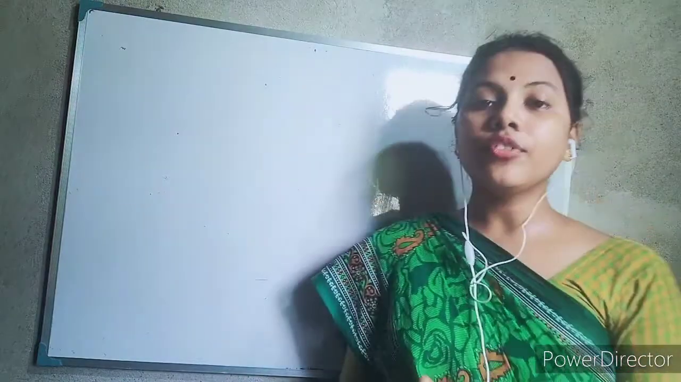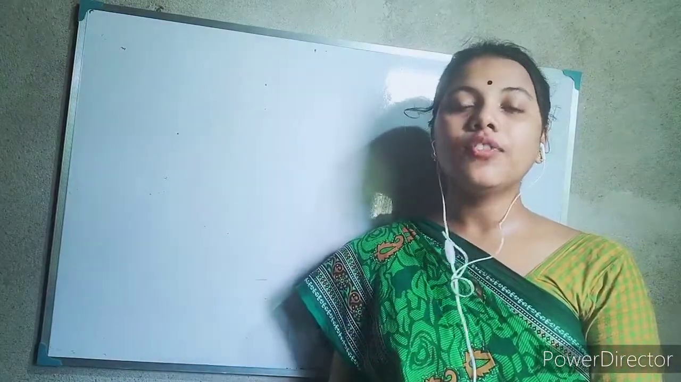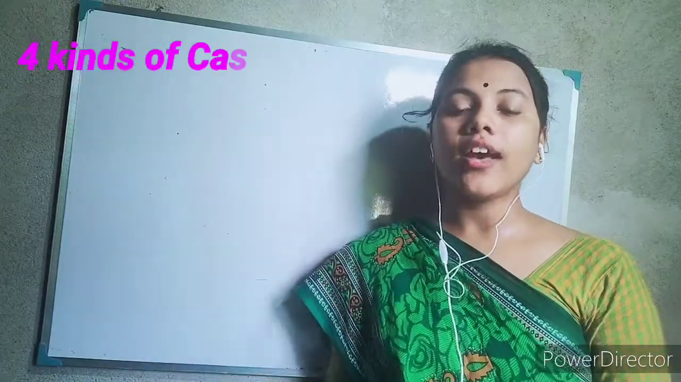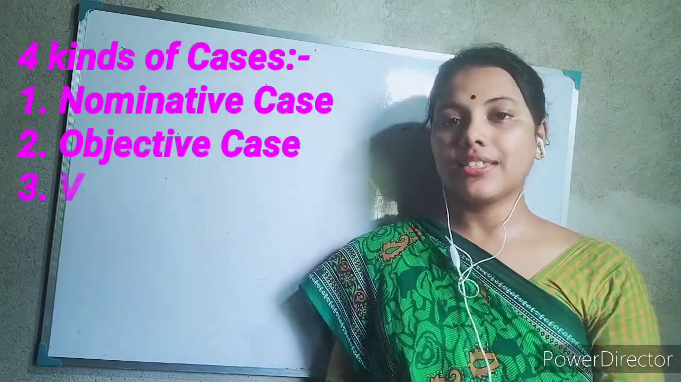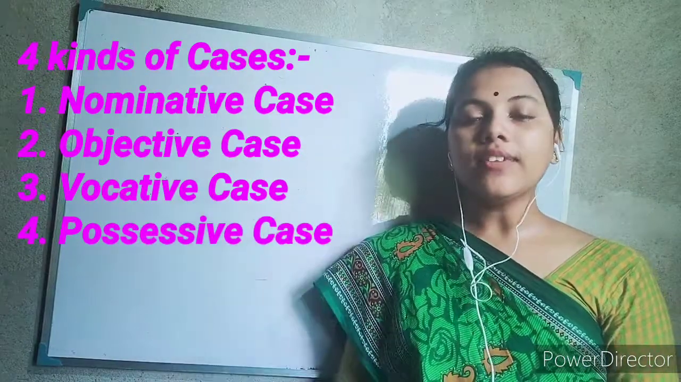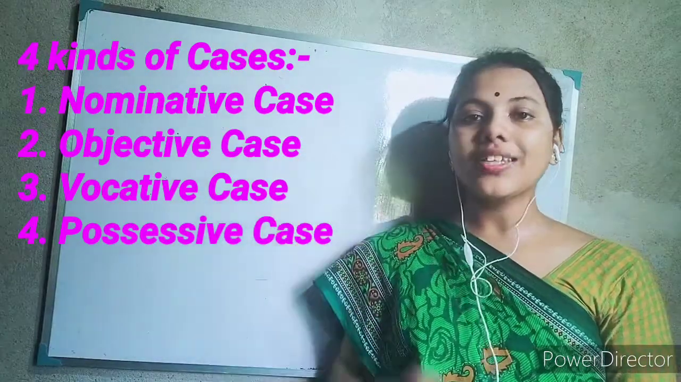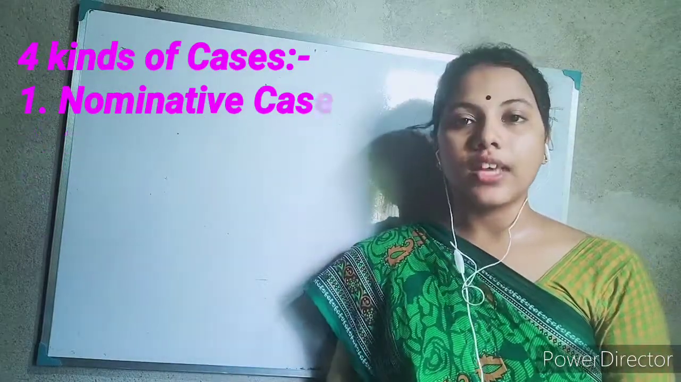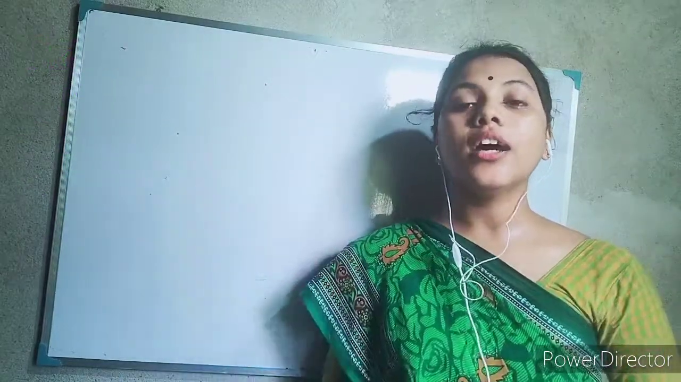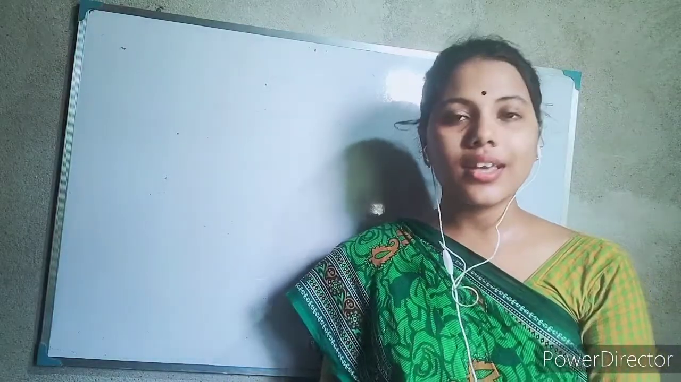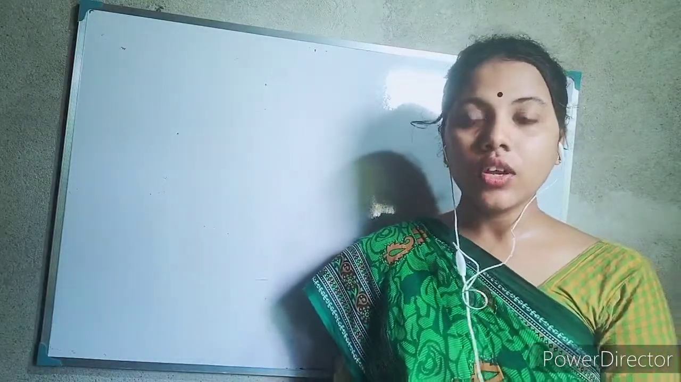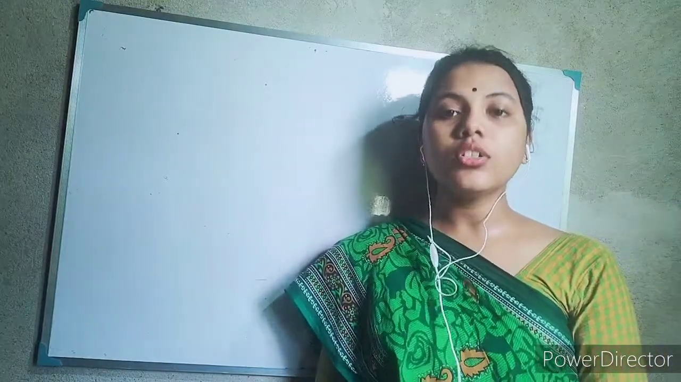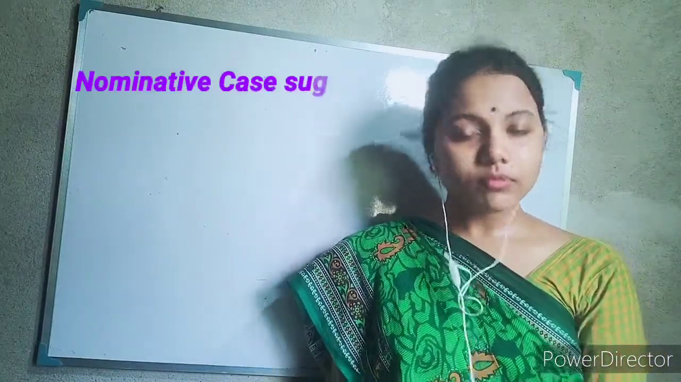Now we have to know which are the different kinds of cases we have in English language. We have 4 kinds of cases here: nominative case, objective case, vocative case and possessive case. So these 4 are the most important cases in English language. We will learn one after another. First, we are going to talk about nominative case.